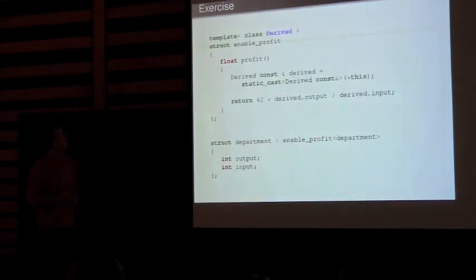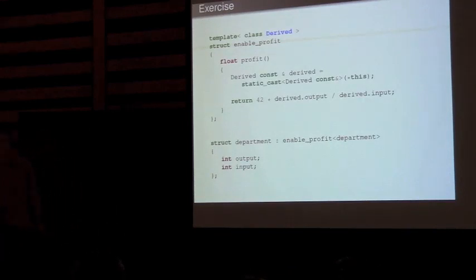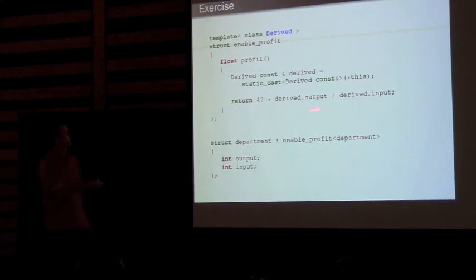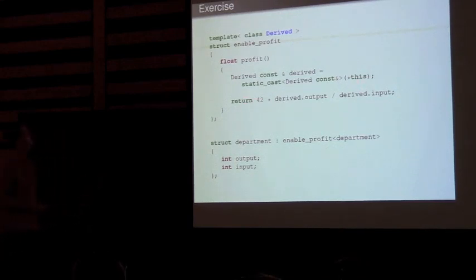This was my version of it. I ended up doing this just to make this prettier, right? I created this thing called department, which enables profit of department. And so now, after enabling this, I should be able to call profit on objects of department type. It has an output and an input. In profit, I have static cast my derived: static cast of the dereferenced this to derived const ref. And now I have this derived, and I can return 42 times derived output divided by derived input.